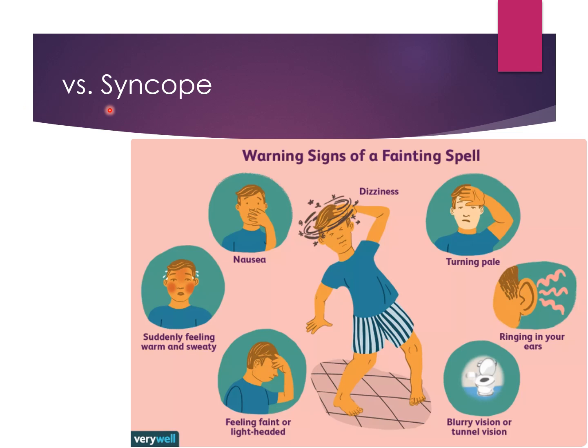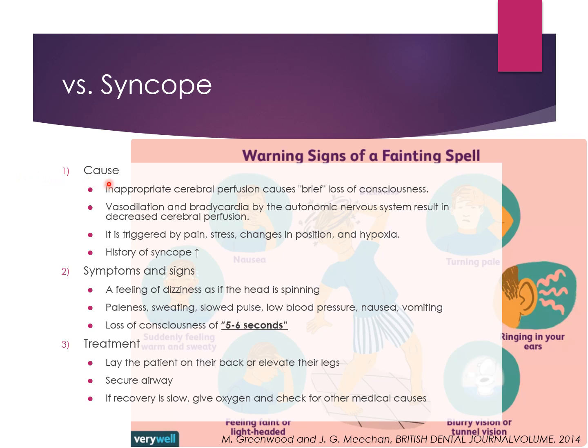Characteristic symptoms of syncope include tingling, dizziness, nausea, and turning pale. The cause of syncope is inadequate cerebral perfusion, which causes a brief loss of consciousness. Brief is a very important point. If it's not a brief loss of consciousness, it's not syncope. If it lasts longer than that, you need to call 911 ASAP.